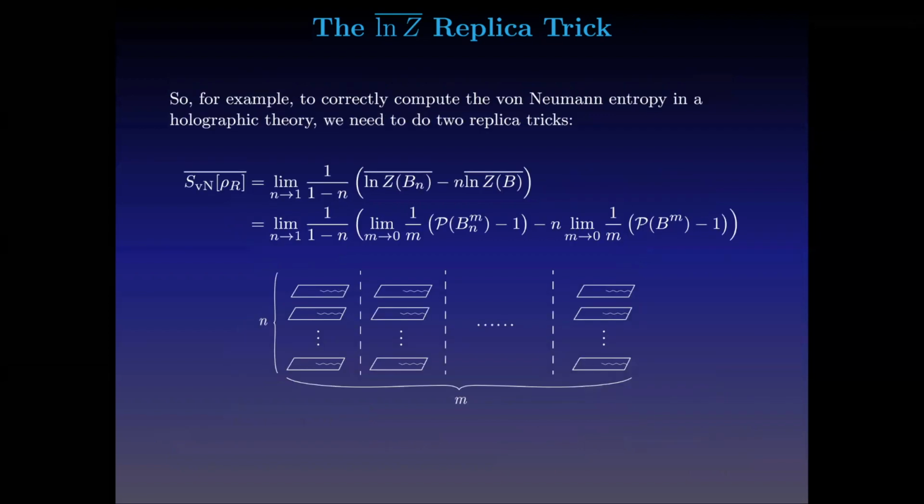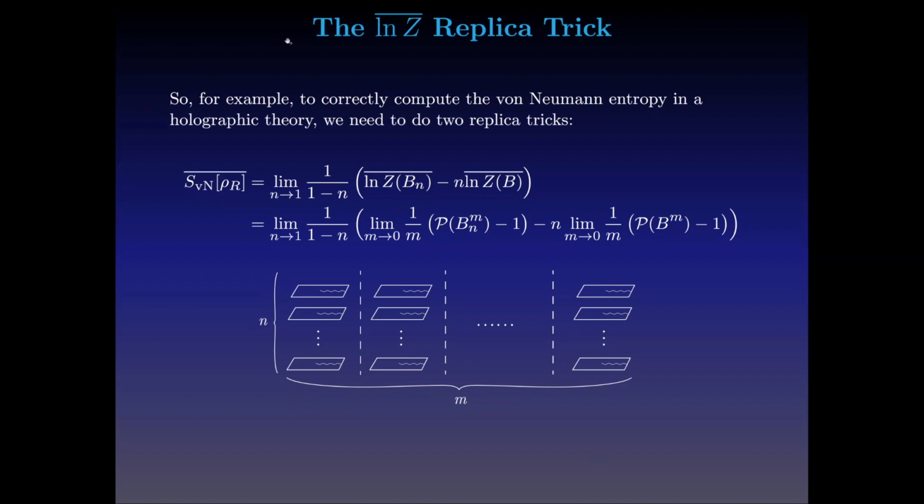Now, to ground this a little bit in something that's more familiar, let me just show an example of how to compute the von Neumann entropy in a holographic theory that actually involves doing two replica tricks rather than just one. So here, again, we're doing the overbar. This means we're computing the von Neumann entropy using the gravitational path integral. So we do the same thing we did before.